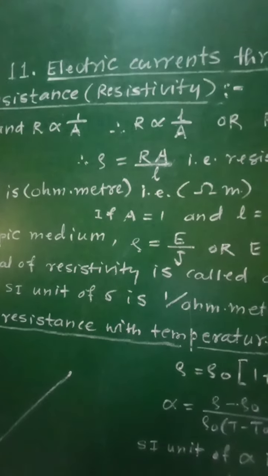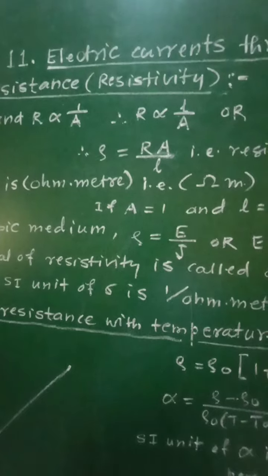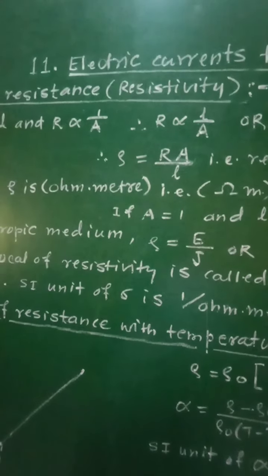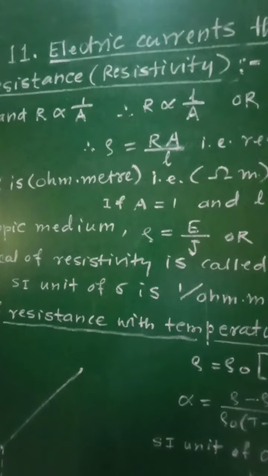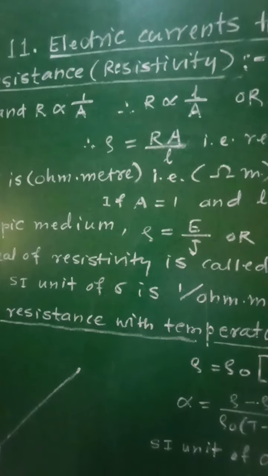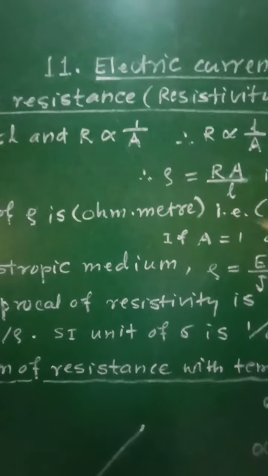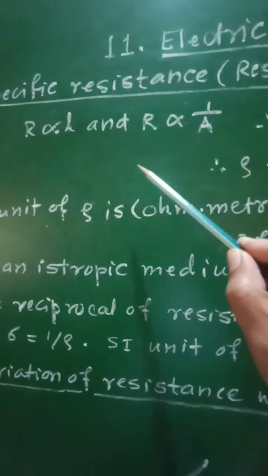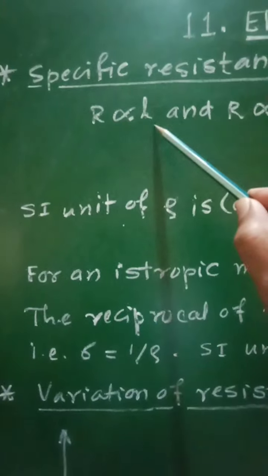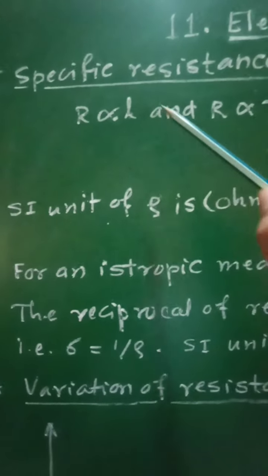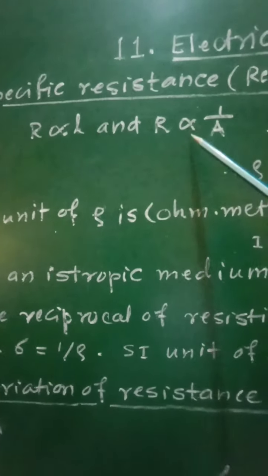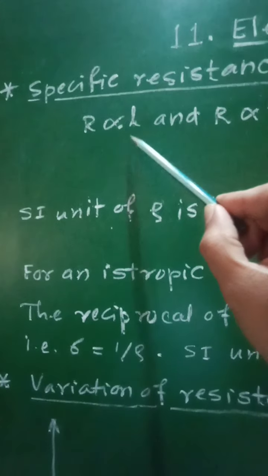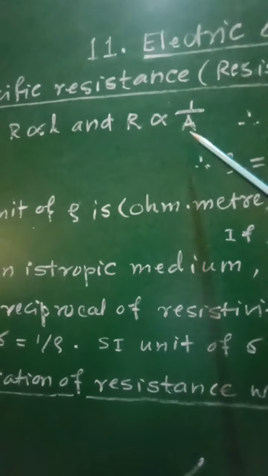Then it is experimentally found that resistance R of a conductor of uniform cross section is first directly proportional to its length L, and second inversely proportional to its area of cross section A. That is, for a given uniform cross section of the conductor, R is directly proportional to the length L, and R is inversely proportional to the area of cross section A.